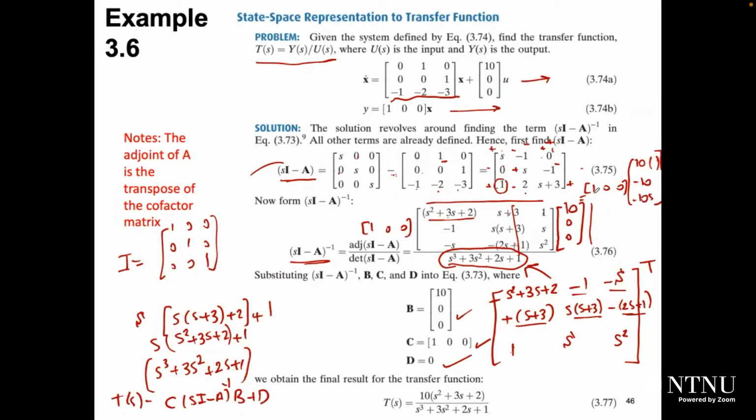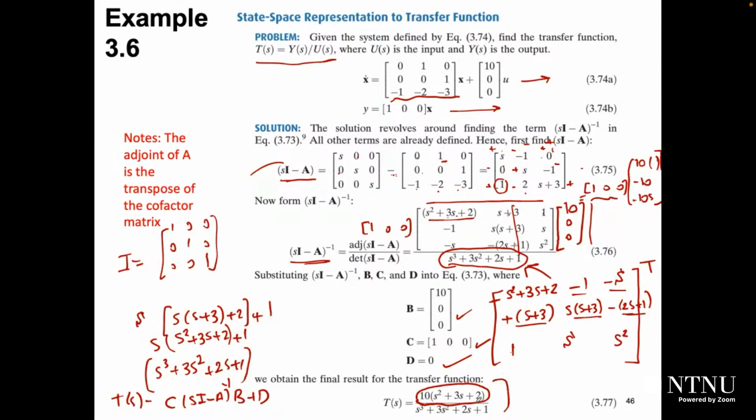So after that, we will multiply this row by this column. So what will remain will be only that part, 10 multiplied by s squared plus 3s plus 2 divided by that part, which is s cubed plus 3s squared plus 2s plus 1. So now we can get our transfer function from state space representation.